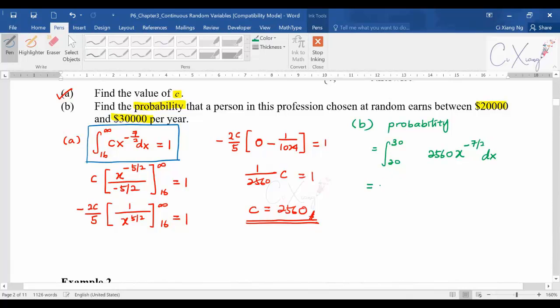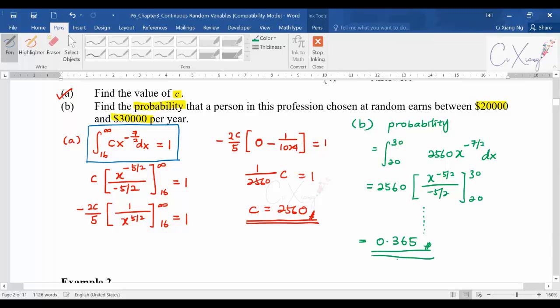All right. Then after that, this is something simple. For me, I will pull out the constant first. Then only I do the integration for x. So x to the negative 7 over 2 plus 1 becomes negative 5 over 2, divided by negative 5 over 2. And then you need to put in the values for 30 and 20. I will leave this part for you. If you didn't do it wrongly, then you should get 0.365. So this is the probability that we get.